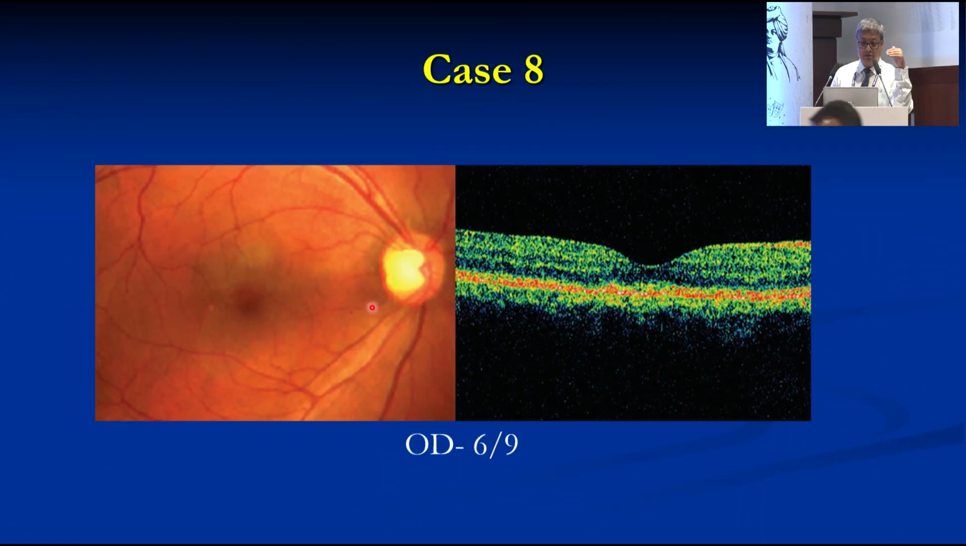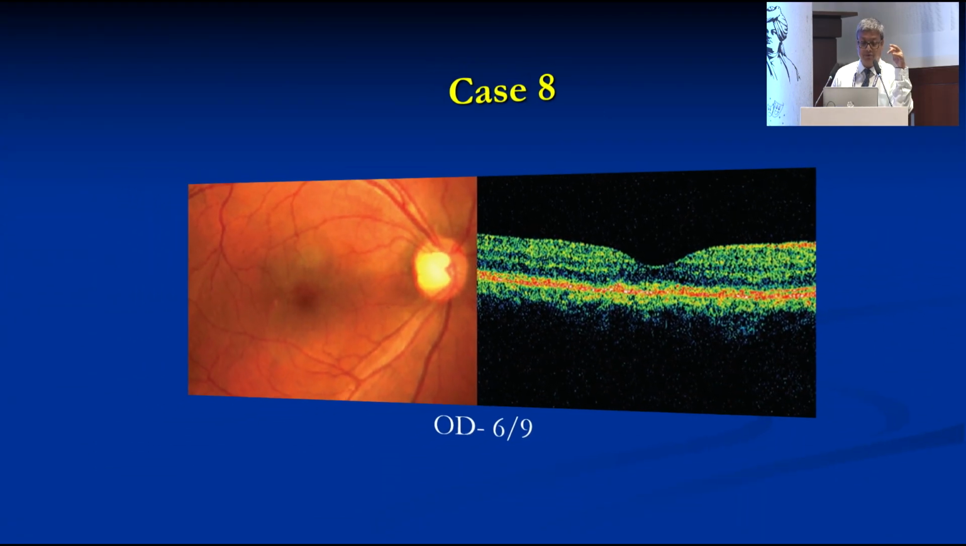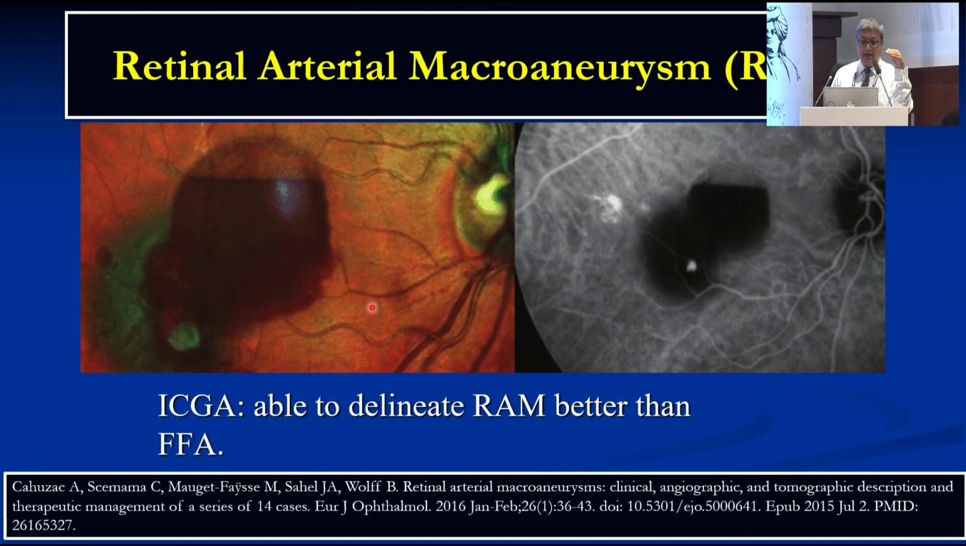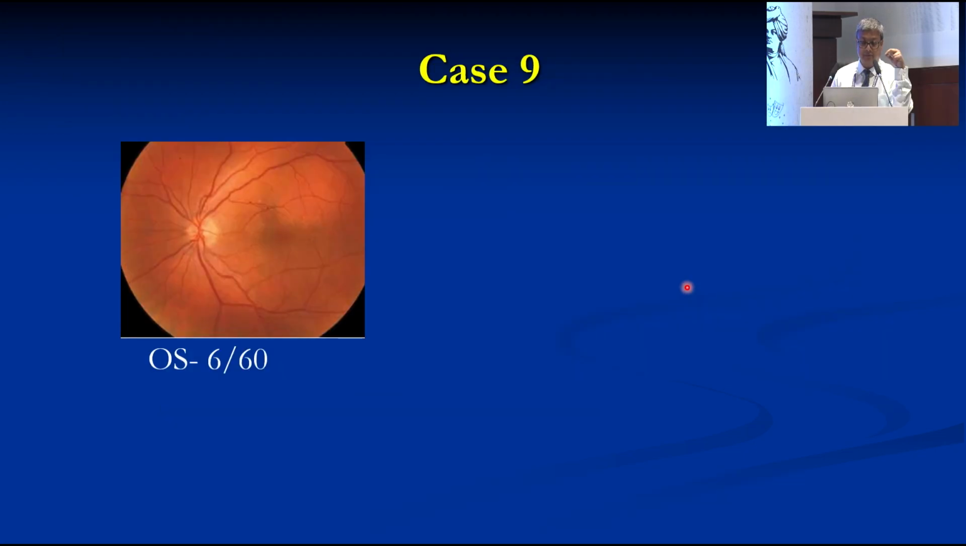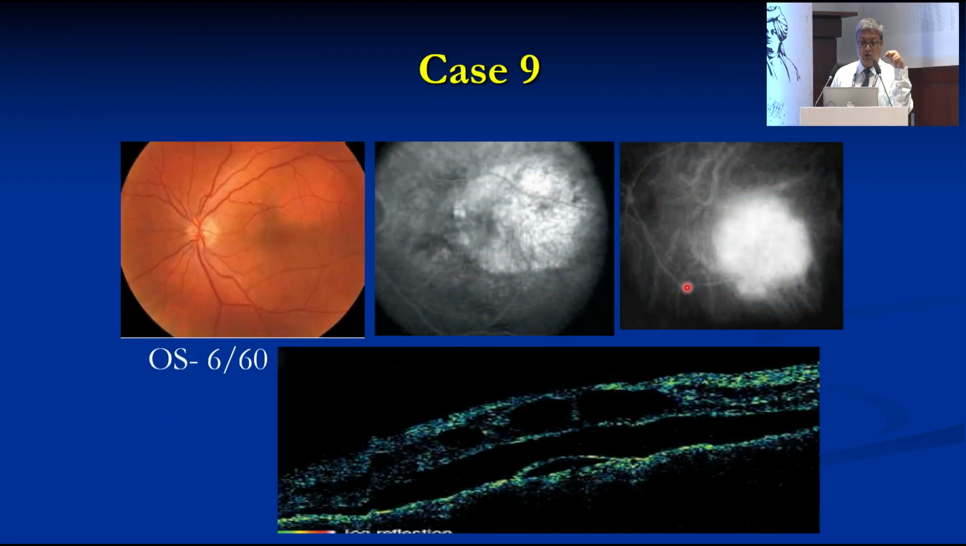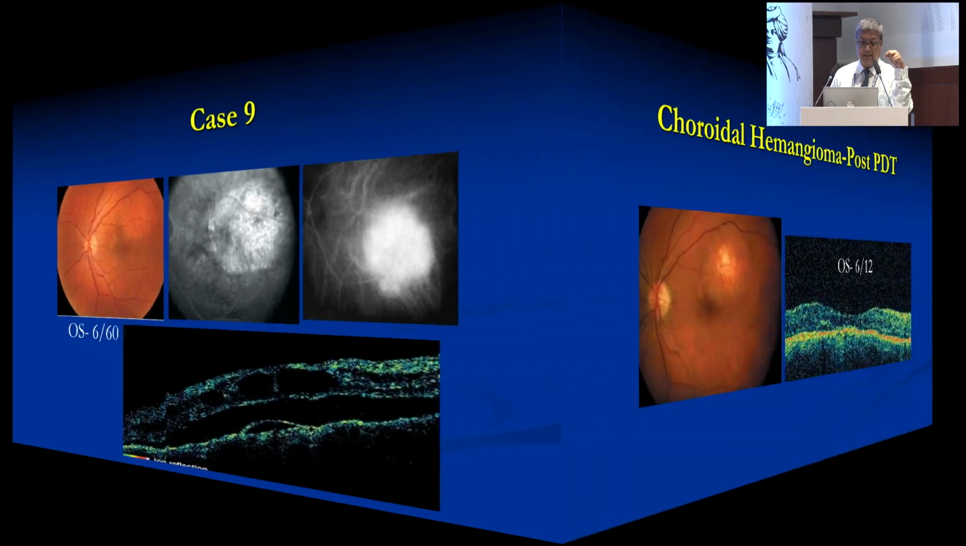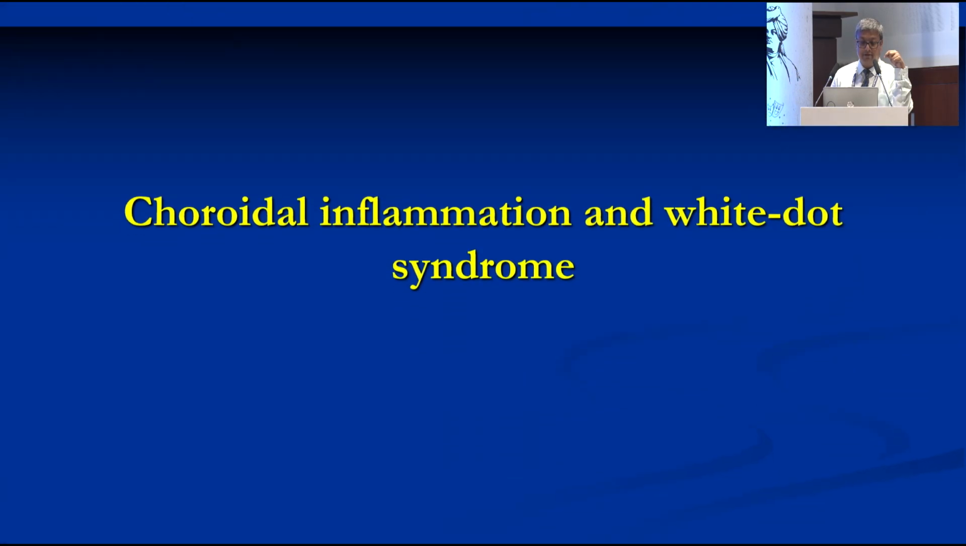And after resolution, after doing PDT, the vision improved to 6/9. The RAP lesion, often we cannot see the leakage actually. The ICG will point out the leakage in RAP lesion. There's a case of choroidal hemangioma. Before the dye appears in the circulation, we can see the tumor lesion quite easily. And after PDT, everything resolved.